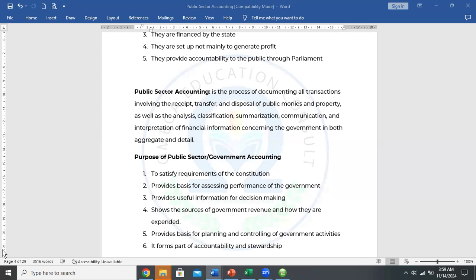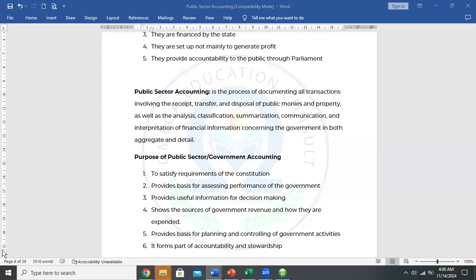Why do we do accounting in the public sector? One is to satisfy requirements of the Constitution. Remember, it is all the citizens who are interested in the affairs of the public sector, right? Just that all of us cannot go into the management of the country or the economy. So we appoint or elect a few people to lead us. So the Constitution requires that if you are leading the group, then you have to report or account to them. So it's a satisfaction of a constitutional requirement.